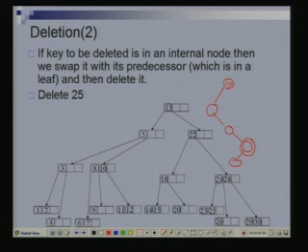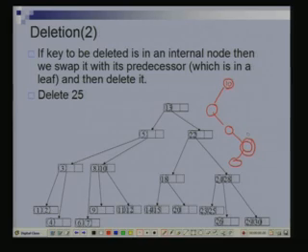So how do I find the predecessor here? I go left and then keep going right. Keep taking the rightmost child. So when will I stop? When there is no right child. When there is no right child, what does that mean? When my right child is null, then that means that all the children are null.